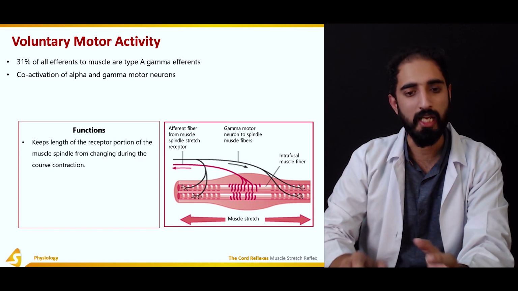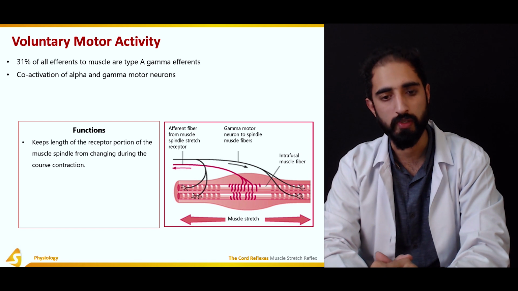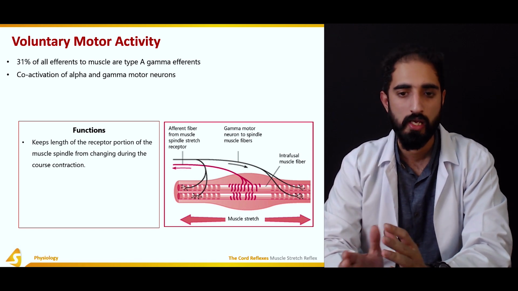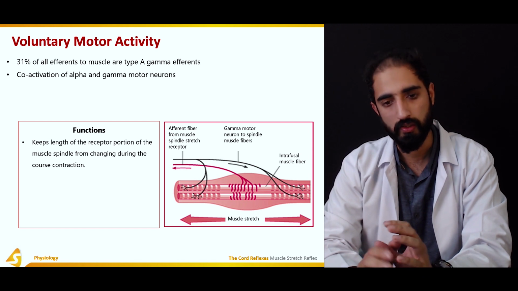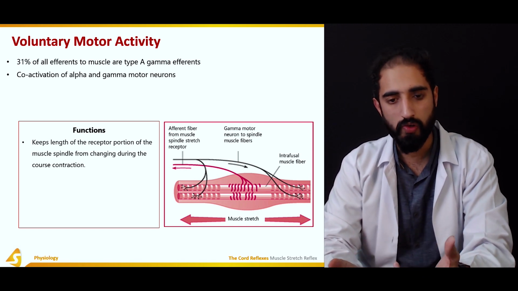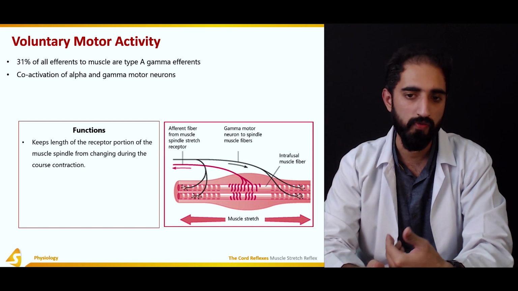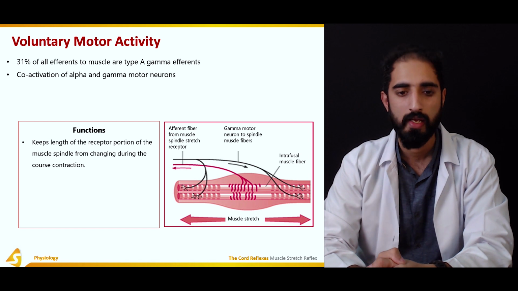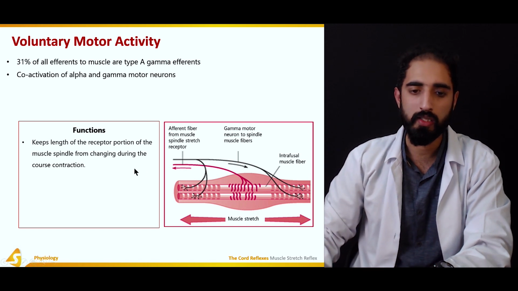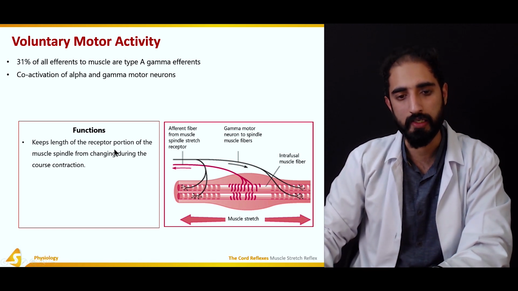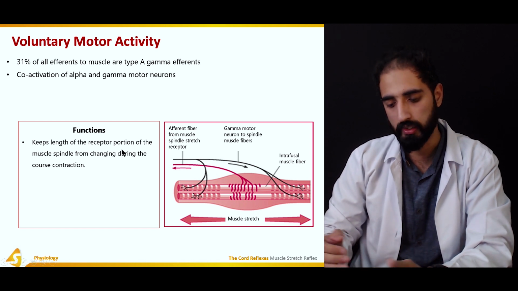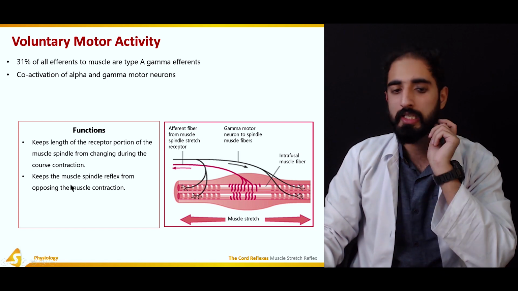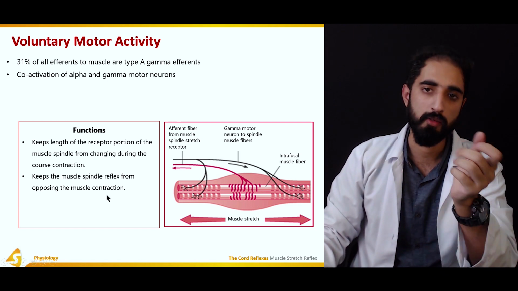So what is the function of the muscle stretch reflex in terms of voluntary motor activity? First of all, it keeps the length of the receptor portion of the muscle spindle from changing during the course of contraction, because whenever gamma efferent stimulation occurs, they contract, or whenever inhibition of gamma efferent occurs, they relax the intrafusal part or contractile part of the muscle. That results in keeping the length of the receptor portion constant so as not to impair the voluntary movement.